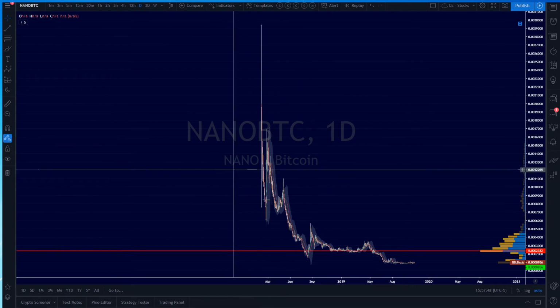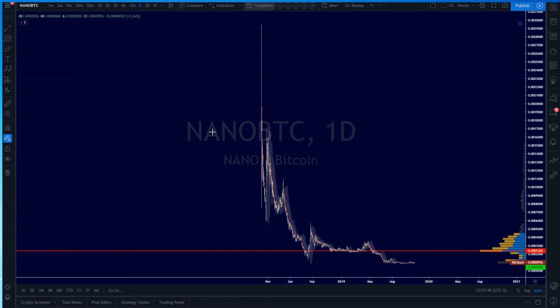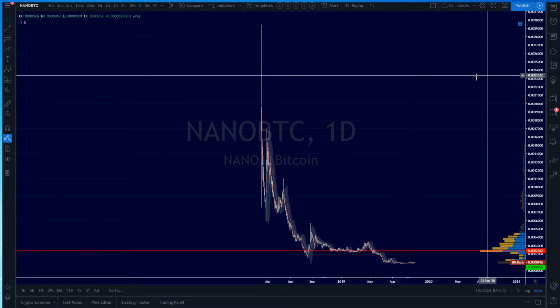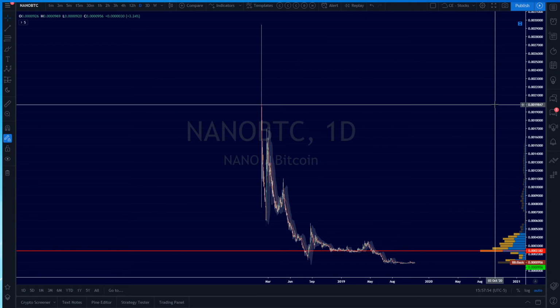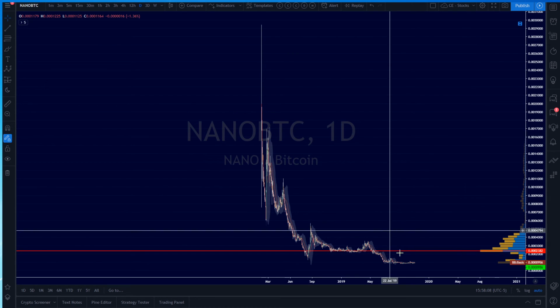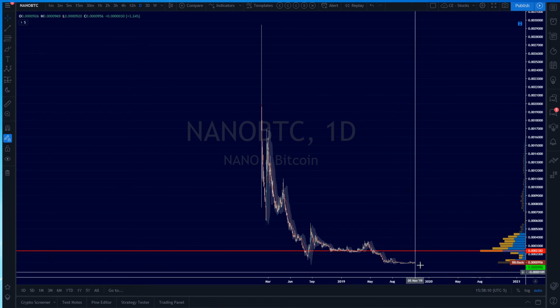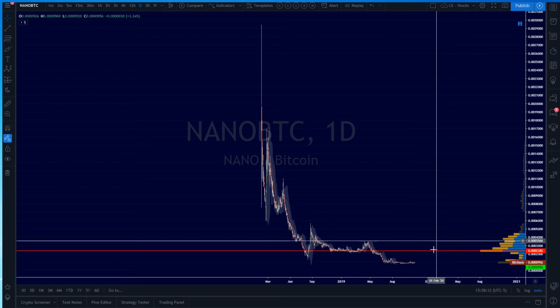Let's forget about what the chart looks like back here. Do not expect any of these targets. Don't expect Nano to go up to 20,000, right? Although anything is possible. Just don't expect it to go on any kind of a moon mission like that. Take 50, 100% and be happy with that. Take your profit, and then of course look for those support and resistance lines.